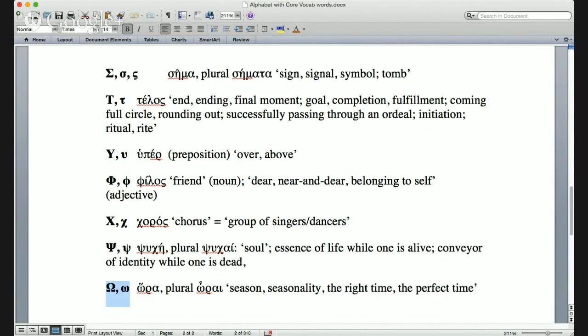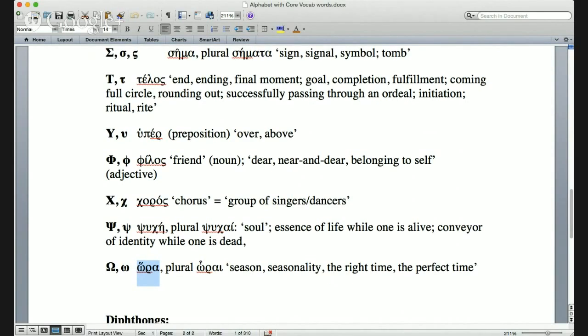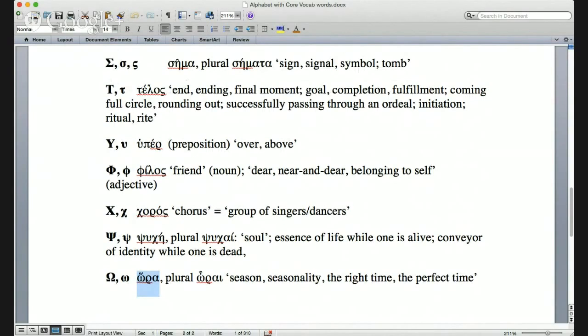The capital looks like a strange letter. The lowercase looks like a W. So when you see a W in Greek, it means omega. Our sample word from the core vocab has a comma facing to the right, so it must be an H. Hora. Hora, plural, horai. And the meaning is season, seasonality, the right time, the perfect time. And that's our last letter. So Iliad book omega is Iliad book 24. So that's our 24 basic letters.